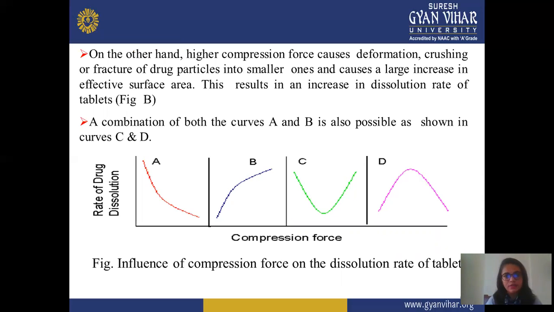There's a graph with A, B, C, D. A combination of both curves A and B is also possible, as shown in figures C and D. A and B are showing a decline, and C is showing a U-like curve, and D is just opposite to C. In this curve, you can see that B shows a higher dissolution rate of the tablet compared to A, C, and D.